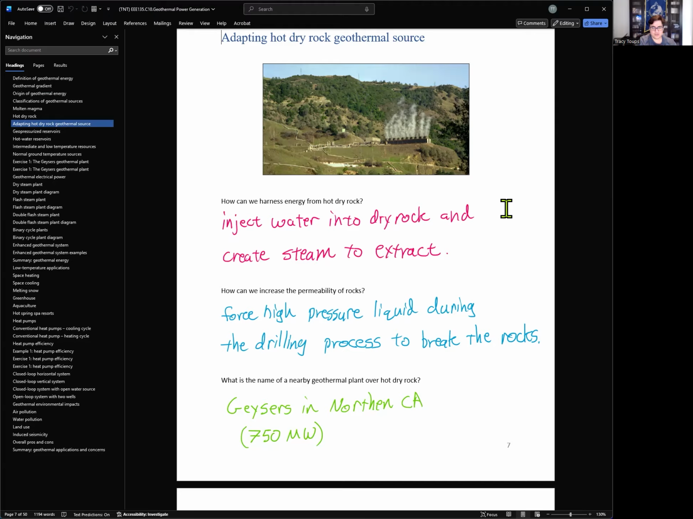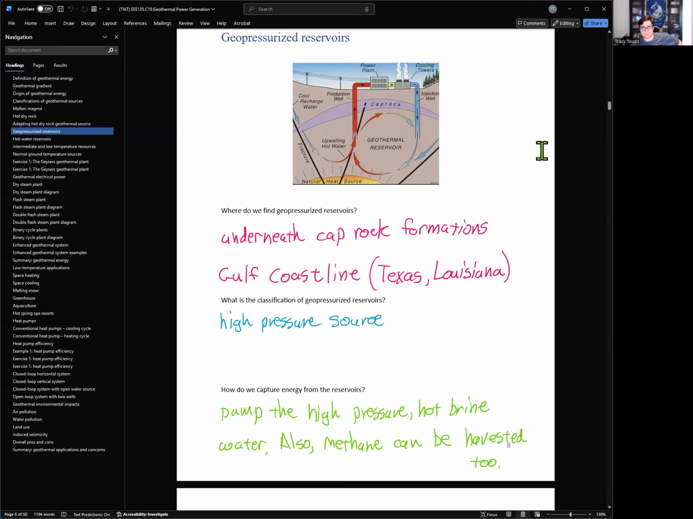Here it's 750 megawatts, so that's pretty big, right? Just to give you an example, a decent sized coal plant might be 1 gigawatt or 1,000 megawatts, maybe 2,000 megawatts. So 750 megawatts is on the size of a traditional power plant, which is pretty big. Okay. All right. So that's hot dry rock.